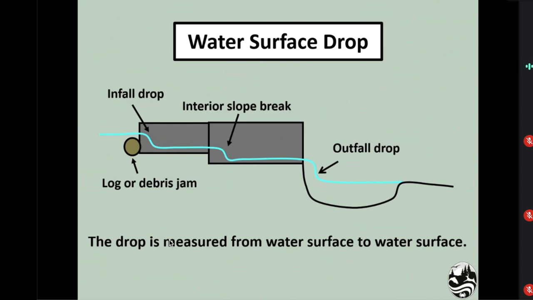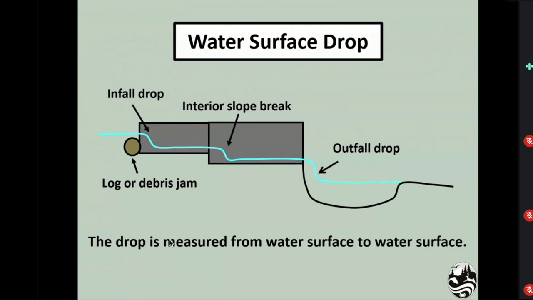At the inlet, it's pretty common that you'll get a pipe that's a little bit plugged, or maybe there's a log that's racked up in front of it. You're going to have to use your judgment there, whether or not that is a more permanent feature, like it's not going to wash out on the next storm. And that water surface drop will be there. If you go back in 6 months, go ahead and call it.